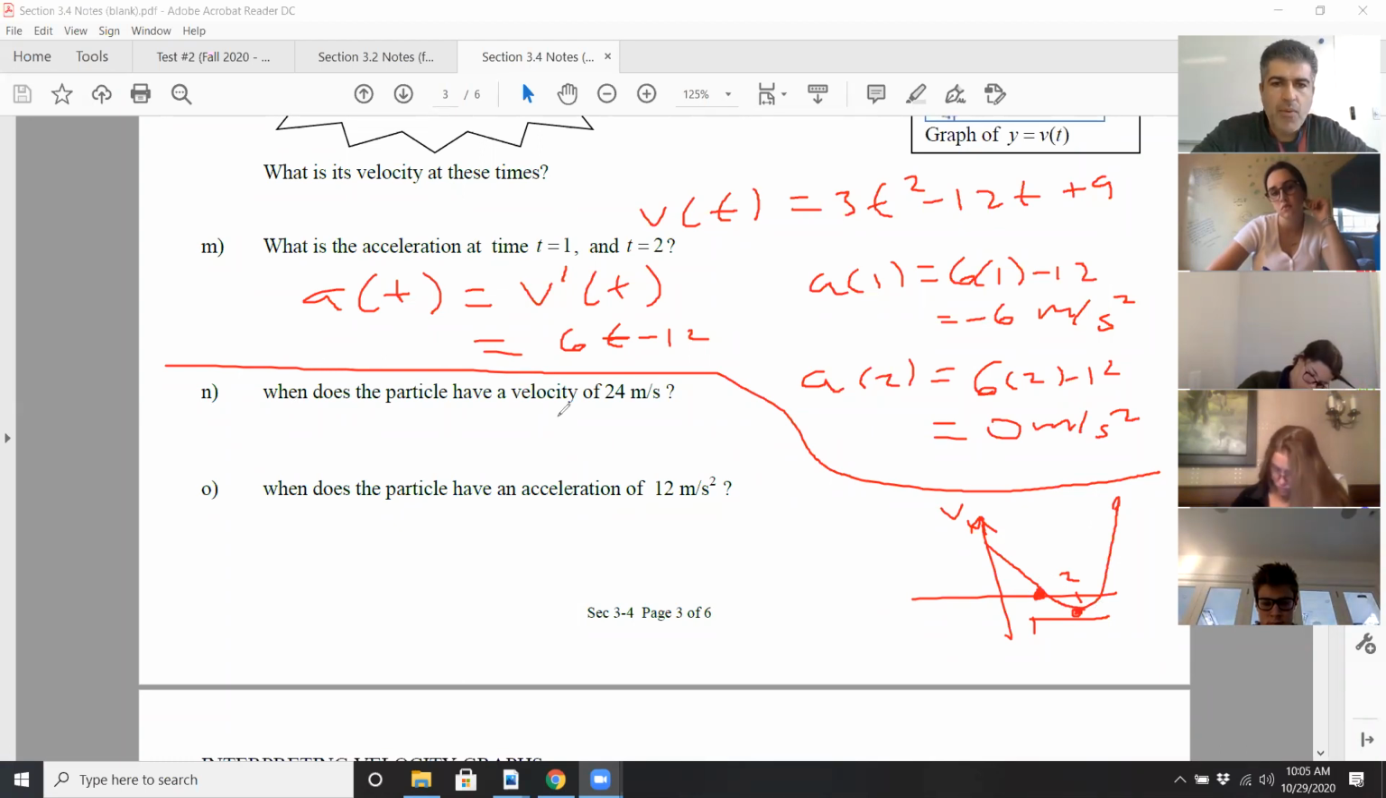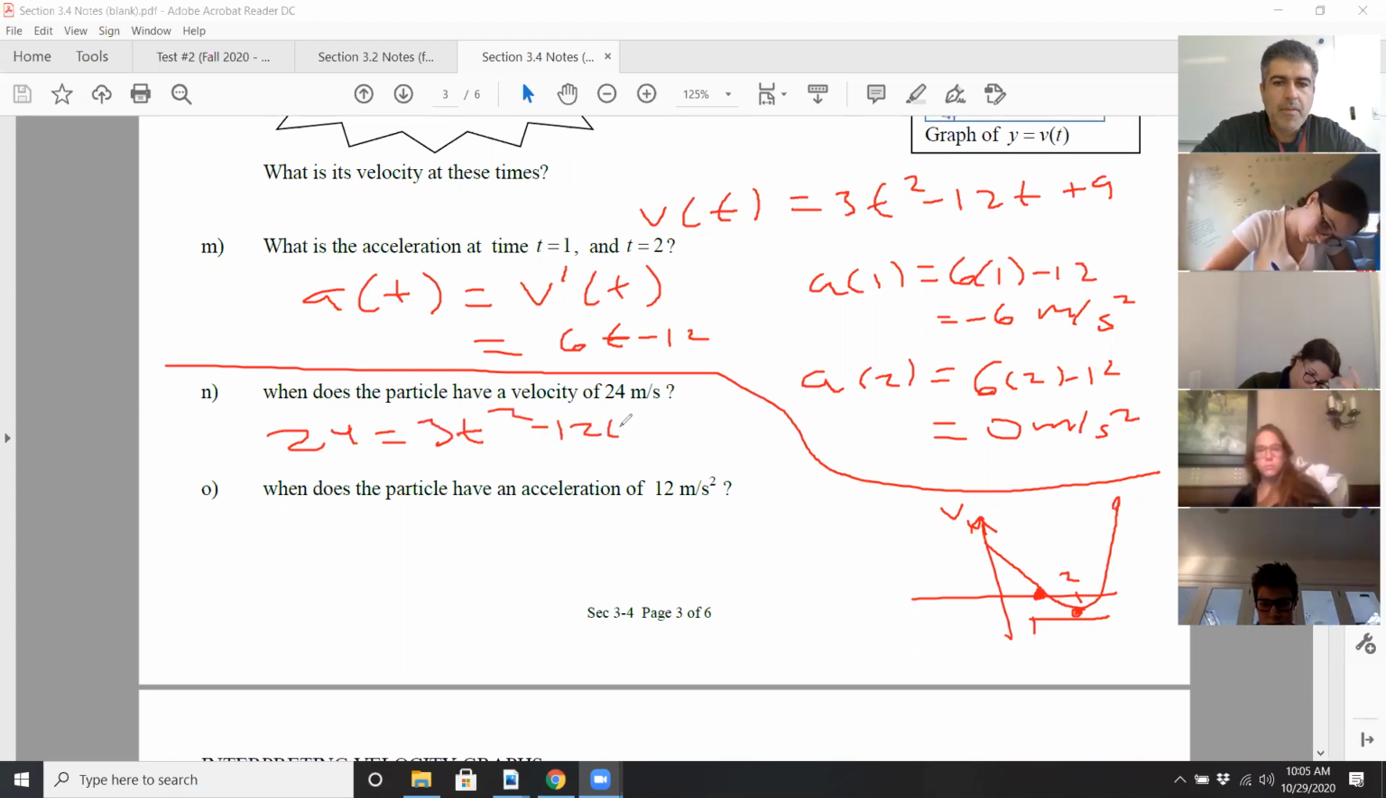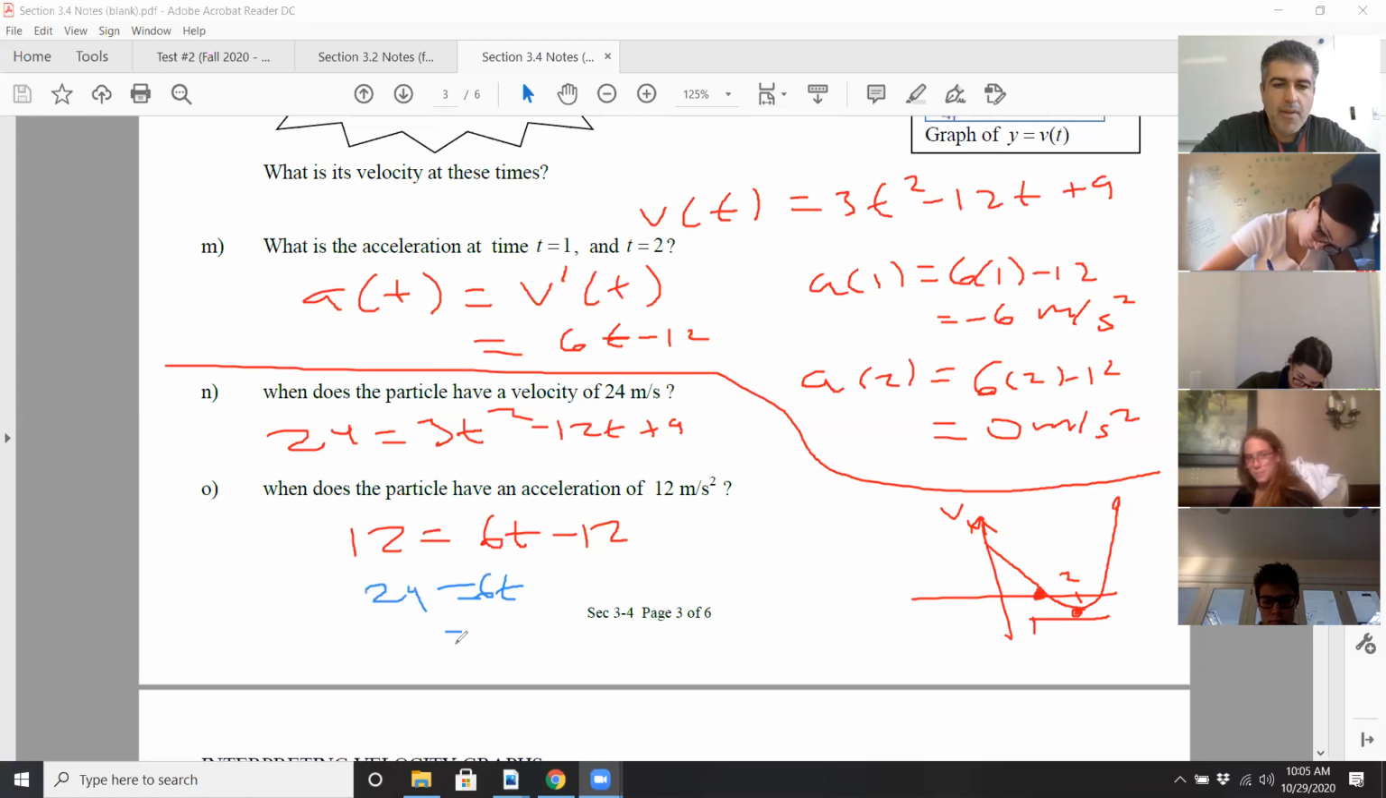When is the particle's velocity 24 meters per second? Well, you could just set 24 equal to the velocity function and solve for t. And for O, when is the particle's acceleration 12? You can set 12 equal to the acceleration function and work each of these out. For O, that's easy: 6t equals 24, so t is 4. At 4 seconds, our acceleration is 12 meters per second squared.